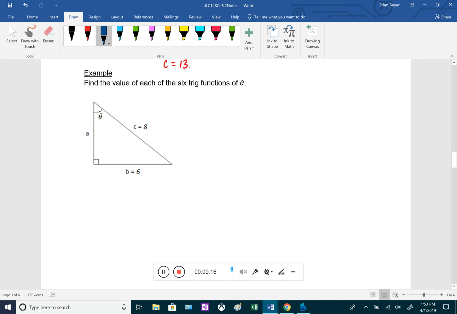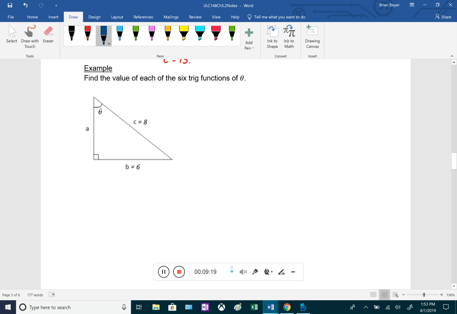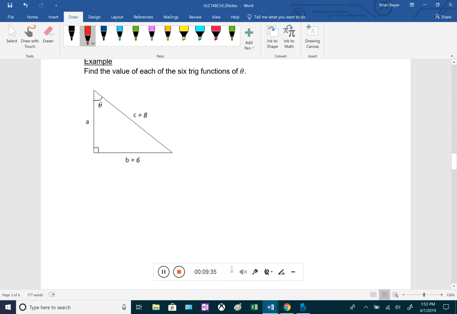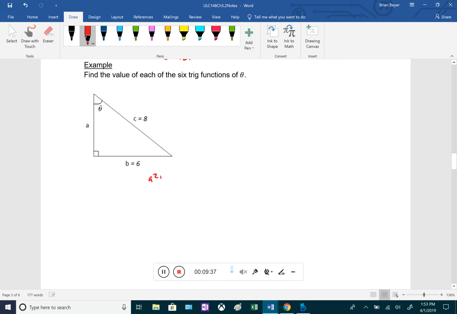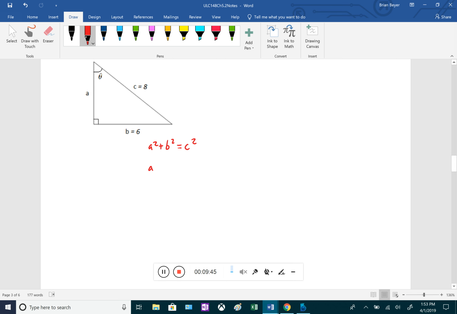Let's do one more here. Let's find the value of each of the 6 trig functions. We have our hypotenuse. We have one of the other sides. We don't have A. And also keep in mind that theta is up here this time. Okay, so we need to find A. We'll find it down here. A squared plus B squared equals C squared. We plug in our values. A squared plus 6 squared equals 8 squared. That's A squared plus 36 equals 64.